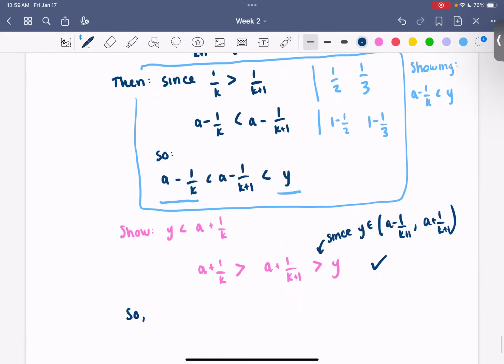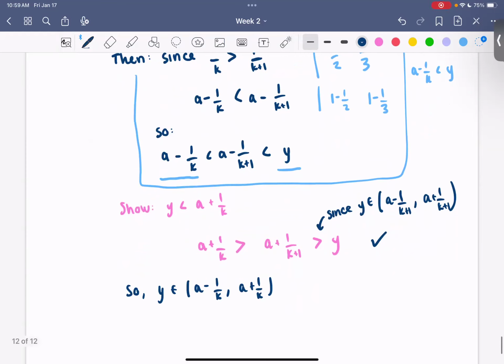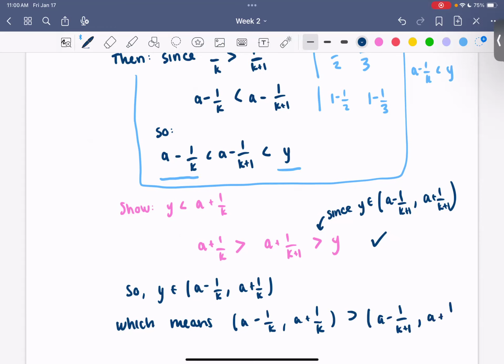So what have we concluded? That means that y is an element of a minus 1 over k, comma, a plus 1 over k, which means that this interval, a minus 1 over k, comma, a plus 1 over k, contains a minus 1 over k plus 1, comma, a plus 1 over k plus 1.